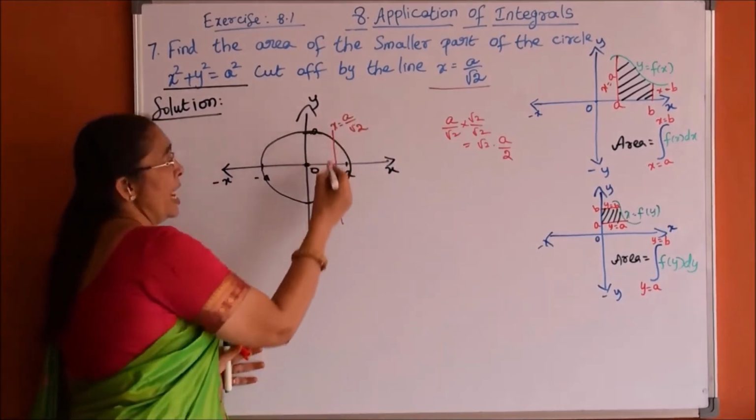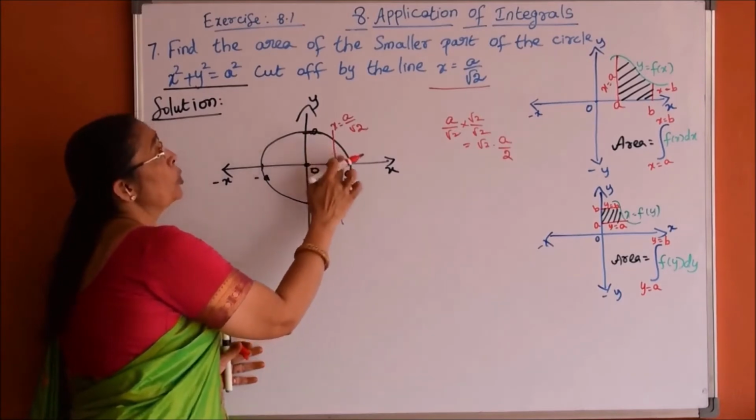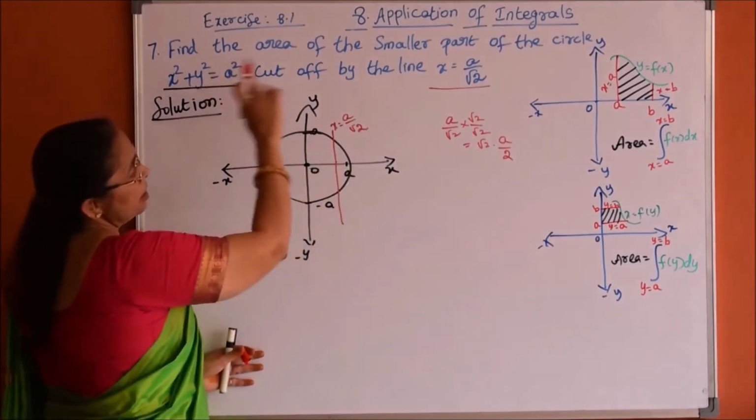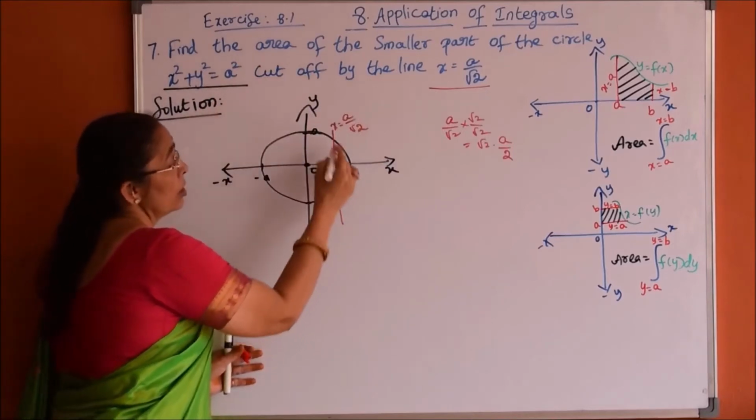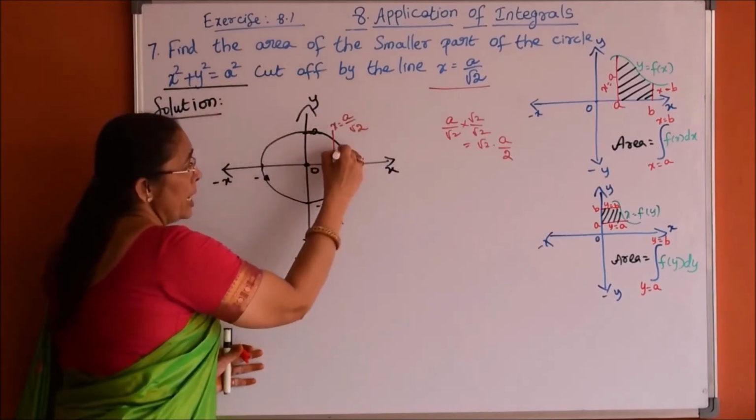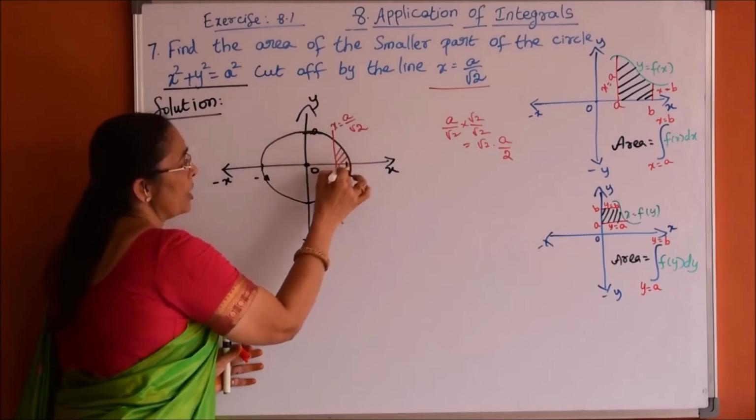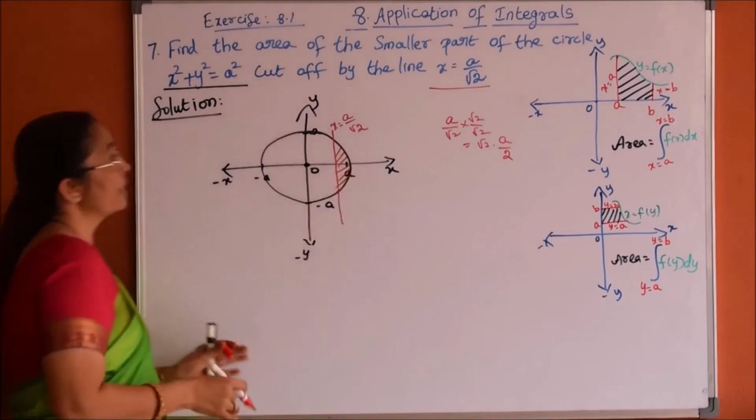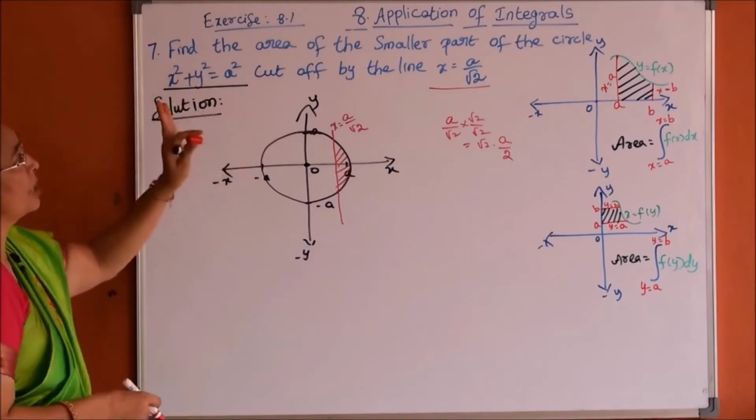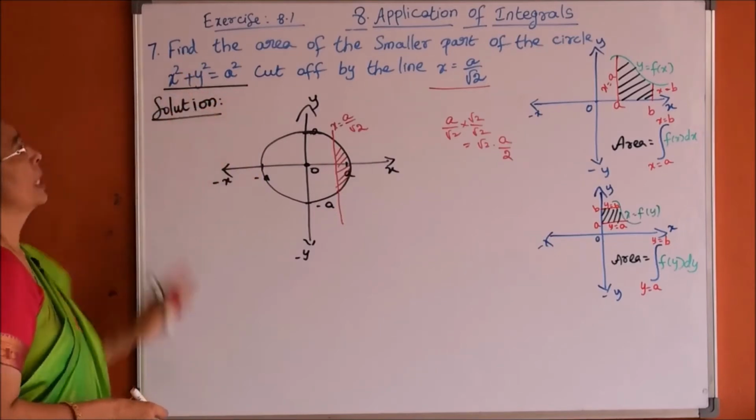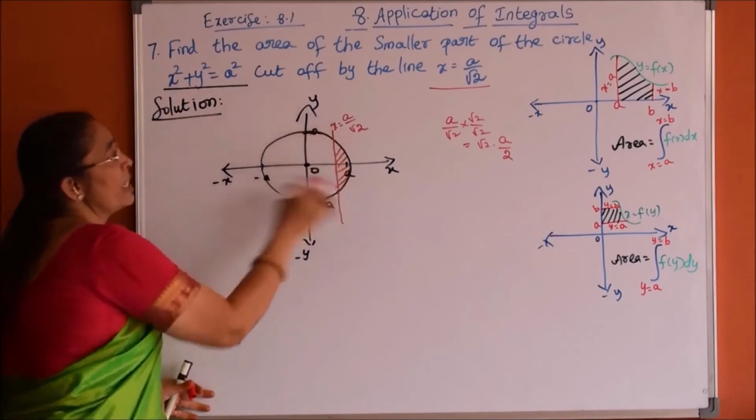Now, this line is dividing it into two regions in the first quadrant. Smaller part of the circle cut off by the line, so the required area is this smaller region. The question is not given first quadrant or anything. It is just the area of the smaller part of the circle cut off by this line. So, we need this area.